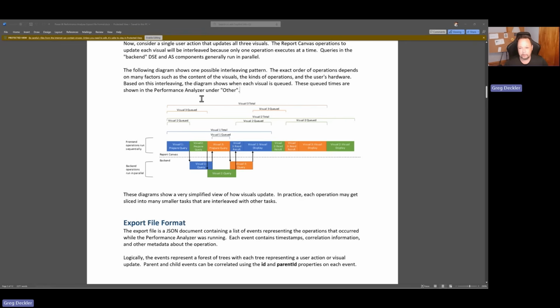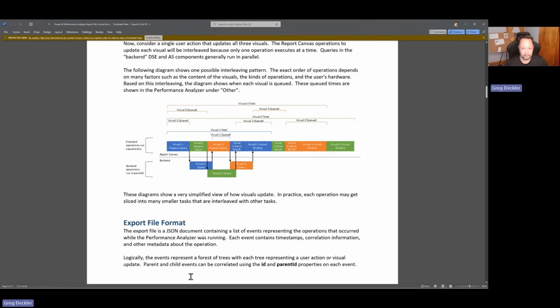The second thing that's important is that this render result, this display, is the render of the visual. In Performance Analyzer, this query part shows up as the query, this part shows up as the visual, and everything else is other. All this queuing that's going on, everything else is other, more or less. So this is how you can tell how backed up your visuals are getting.